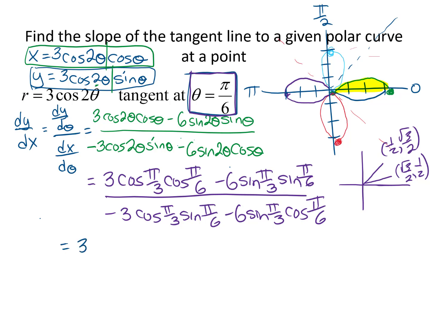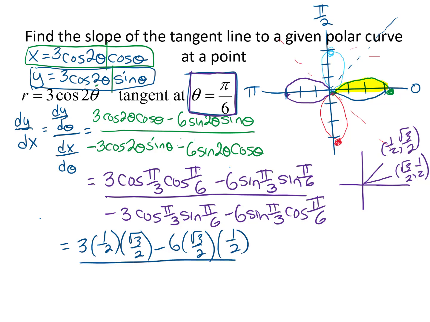This is going to equal 3 cosine of pi/3. Cosine is the x value, so that's going to be 1/2. Cosine of pi/6 is going to be square root 3 over 2, minus 6 sine of pi/3, that is going to be square root 3 over 2. Sine of pi/6 is 1/2. And then over negative 3 cosine of pi/3, that's the x value, that was 1/2. Sine of pi/6, that's also 1/2, minus 6 sine of pi/3 was square root 3 over 2, and cosine of pi/6 is another square root 3 over 2.